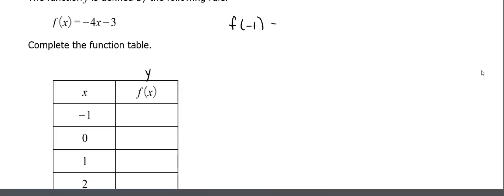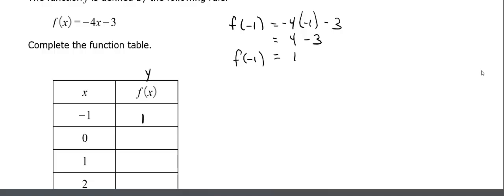So again, we're going to replace x in the function with negative 1. So we have negative 4 times negative 1 minus 3. Following our order of operations, negative 4 times negative 1 is positive 4. And 4 minus 3 is 1. So in our f of x column, we put 1.